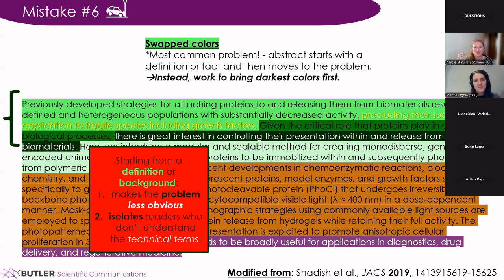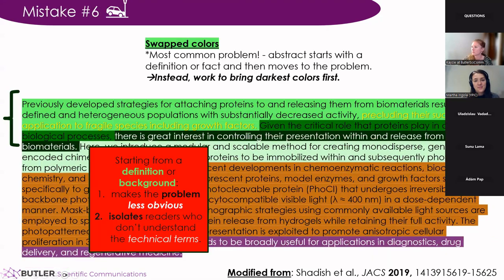But guys, starting with the definition, starting from background information, starting from something specific to your field makes your problem less obvious to your reader. And it's going to isolate any reader who doesn't immediately know what that technical term is you used at the beginning. I know we think, hey, we're giving them a definition. We've solved this problem. But that's not how people's brains think. They're like, I don't know about this topic. I don't care about this topic. And then they skip on from your abstract, okay?